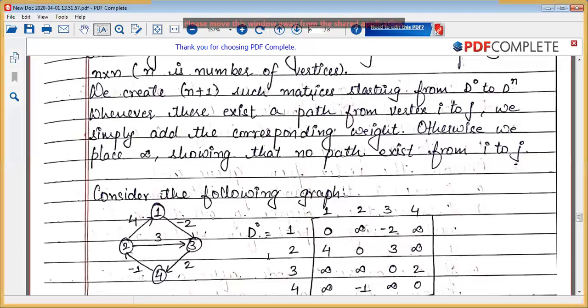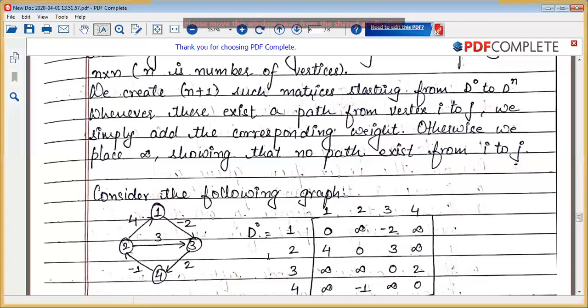Similarly, go for 3. No path from 3 to 1, infinity. No path from 3 to 2, again infinity. 3 to 3, a diagonal element will be 0. 3 to 4, the weight is 2. So we have entered 2. Similarly, for 4, from 4 to 1, there is no edge. From 4 to 2, the weight is -1. From 4 to 3, the weight is infinity because no direct edge is present. And from 4 to 4, this is a diagonal element and therefore it is 0.